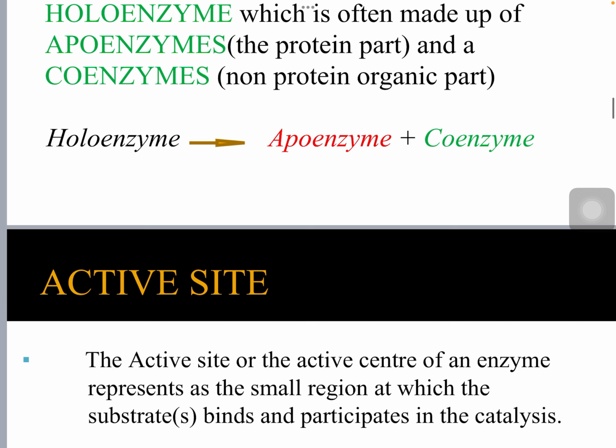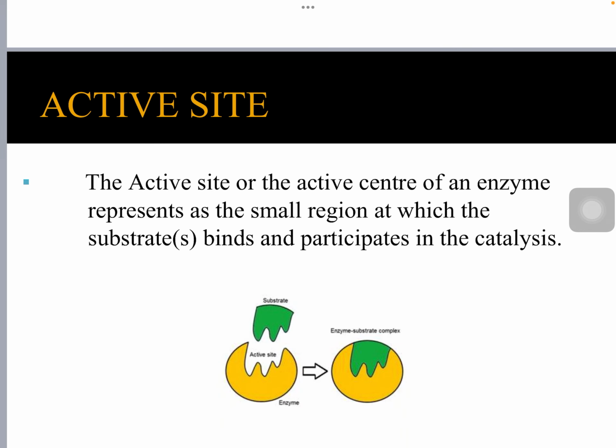Now consider the active site of an enzyme, which is also called the active center. It represents a small region at which the substrate binds and participates in the catalytic reaction. That is, the active site is a small region of the enzyme in which the substrate binds, so it is otherwise called the substrate binding site.